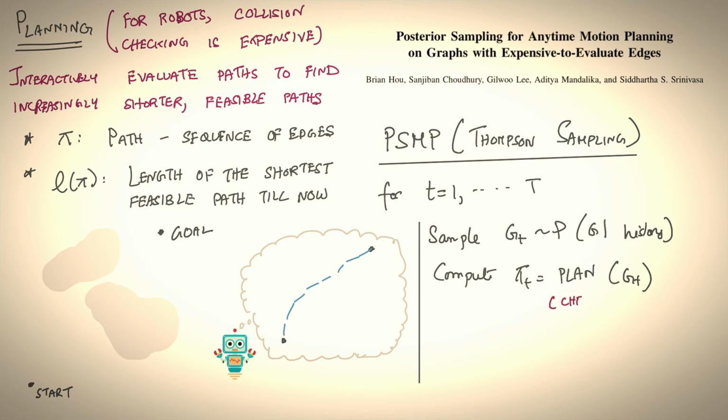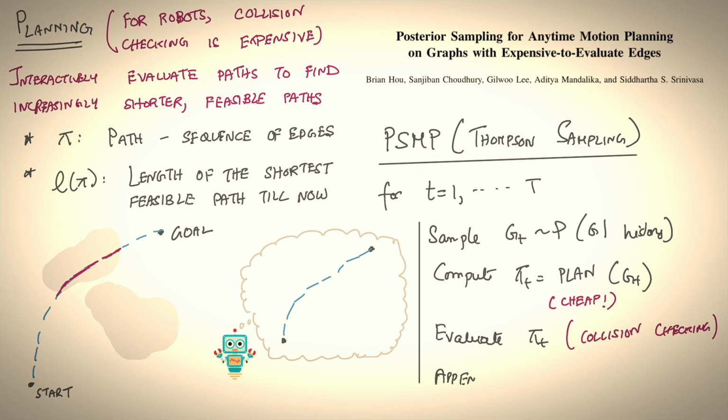It already knows the status of every edge. So this is a super fast process. Then the robot goes and evaluates this path in the real world. So it has to call a collision checker. Now, this is the expensive bit. When it does that, it realizes, whoa, some of these edges are actually in collision.